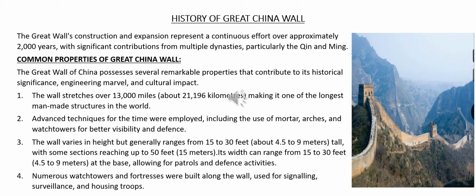The length of the wall is about 13,000 miles, about 21,196 kilometers, making it one of the longest man-made constructions and structures in the world. Advanced techniques were used from time to time, including the use of mortar, arches, and watchtowers for better visibility and defense purposes. The wall varies in height from about 15 to 30 feet, about 4.5 to 9 meters tall.